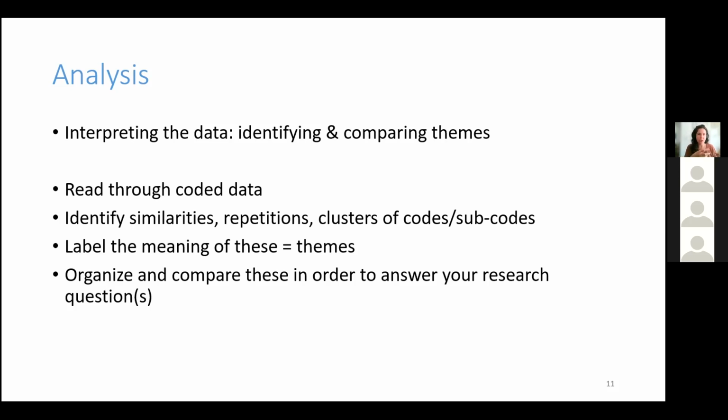As you start to notice those, you'll start assigning meaning. You'll label the meaning of those, and those will be the themes that emerge, that might cut across codes and across categories of codes. Then as you identify those themes, you organize and compare within or across themes in order to answer your research question. I know this sounds super abstract, so I'll show you an example in a couple of slides, but this is basically how analysis goes.